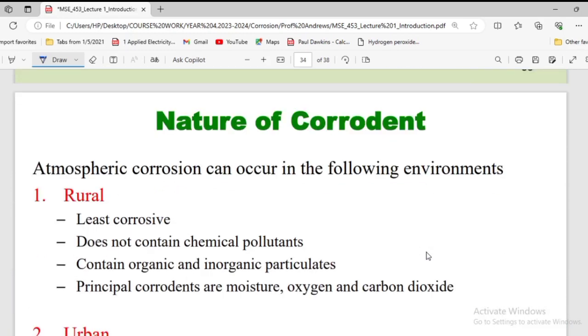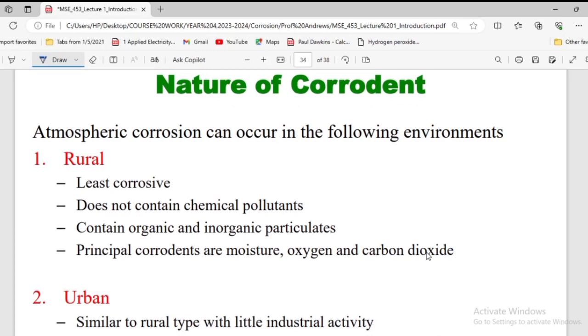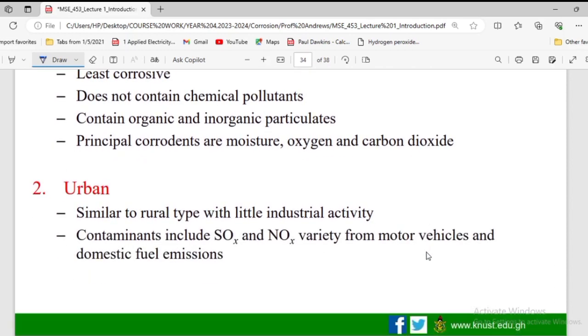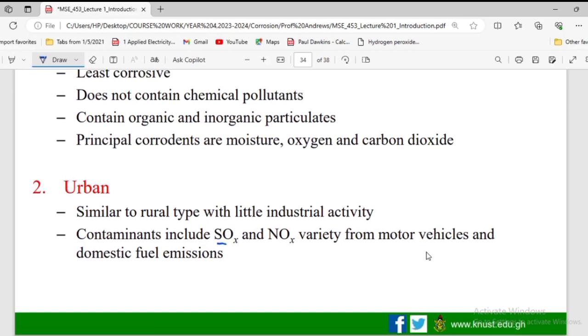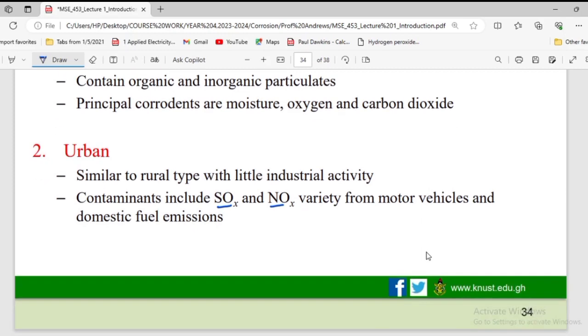Let's look at the nature of corrodant. Atmospheric corrosion can occur in the following. In rural areas, it is less corrosive because there are not a lot of factories. They do not contain organic and inorganic particulates, and the principal corrodants are moisture, oxygen, and carbon dioxide. The urban type is similar to the rural type, with little industrial activity. Contaminants include SOx and NOx, from motor vehicles and domestic fuel.